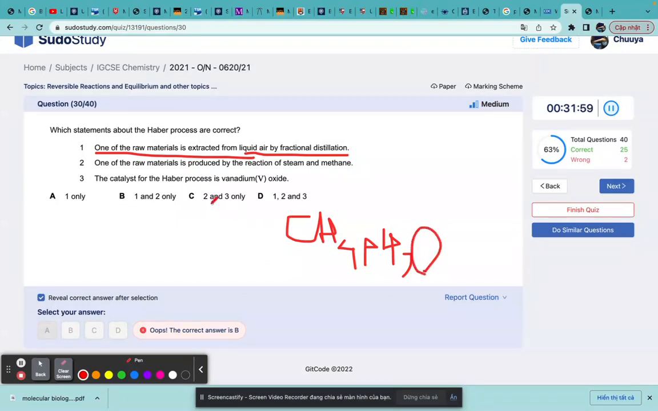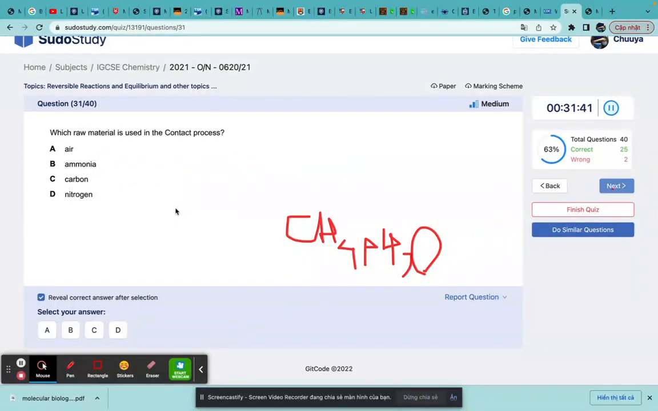There is, you get water and carbon and hydrogen. Oh my god. Okay, that's strange. Okay. Raw material is used in the contact process.